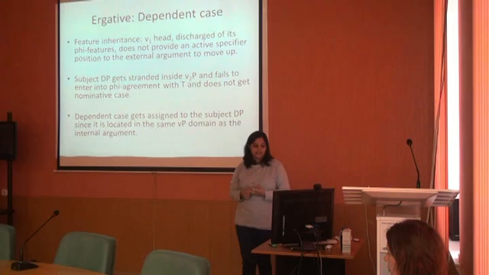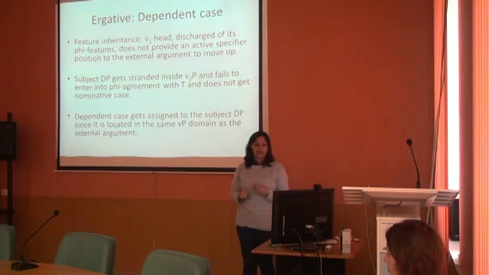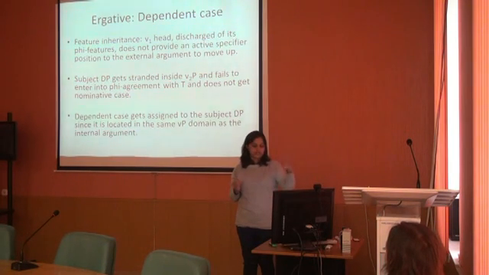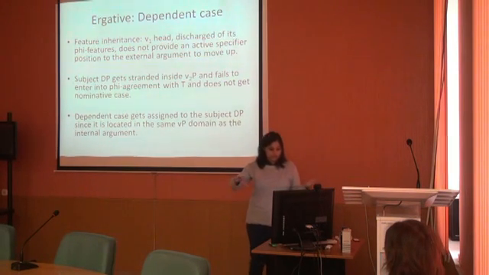Due to feature inheritance, the V1 head is discharged of its phi features and it cannot provide an active specifier position for the external argument to move up. So the subject DP gets stranded inside V2P and fails to enter into a phi agreement with T and does not get a nominative case. So in this case, when the subject is stranded within the VP and cannot move out, it gets a configurational dependent ergative case because we have another structurally case-marked object DP down below.